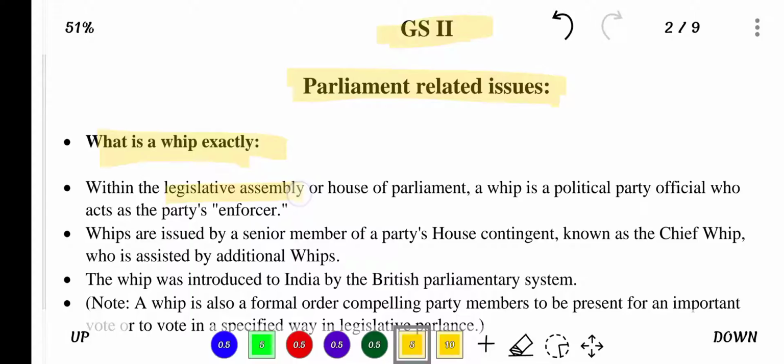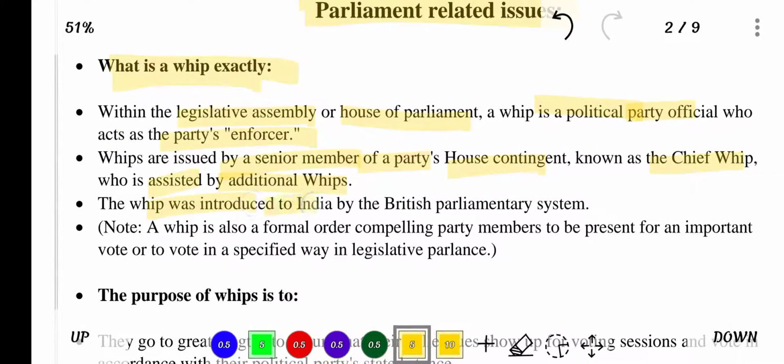Within the Legislative Assembly or House of Parliament, a whip is a political party official who acts as the party's enforcer. Whips are issued by a senior member of a party's House contingent known as the Chief Whip, who is assisted by additional whips. The whip was introduced in India by the British parliamentary system.